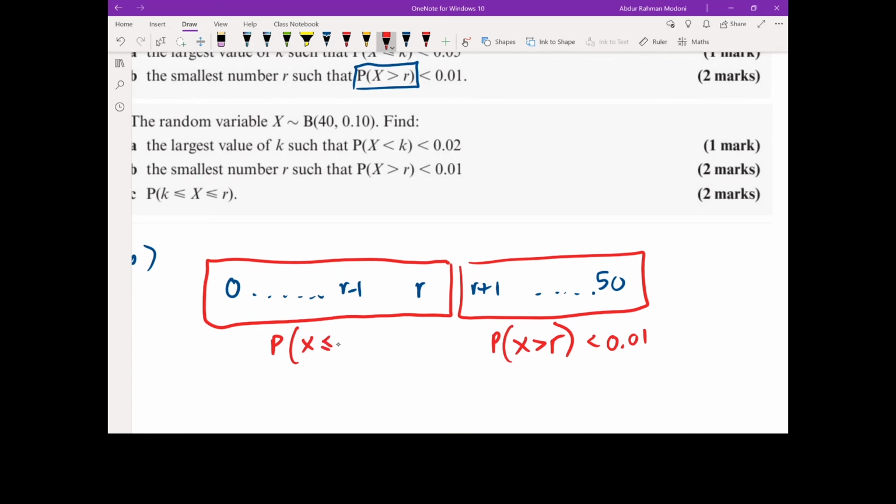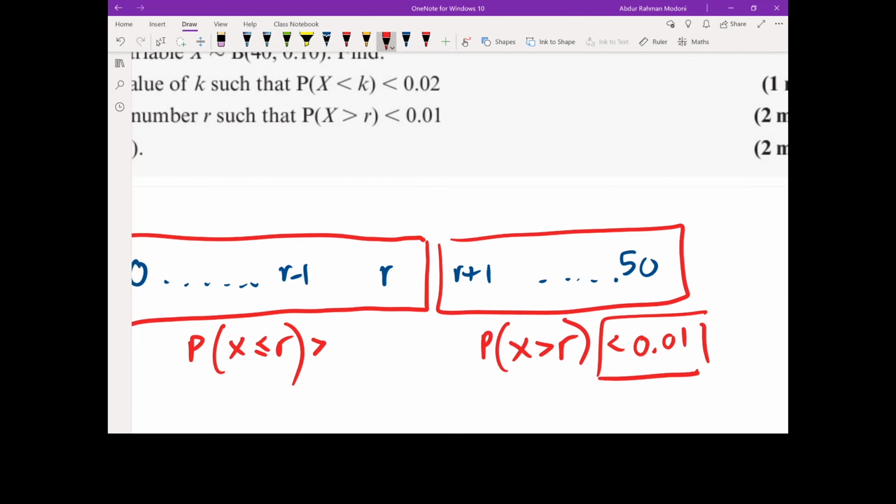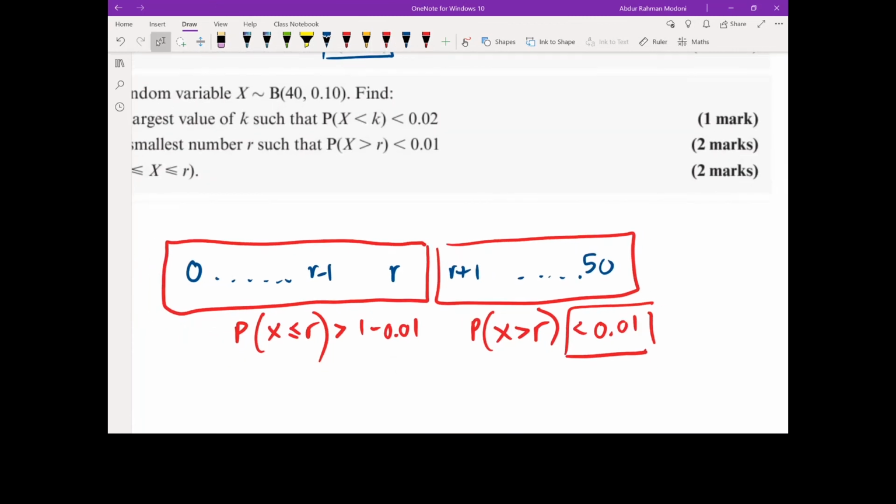Less than or equal to R. If we want that probability to be less than 0.01, what is this probability going to be? Greater than 1 minus 0.01. I'll write out the working out just so you can see. It would be greater than 1 minus the other probability, which is greater than 0.99. So we are looking for what value of R will get our probability to be greater than 0.99.